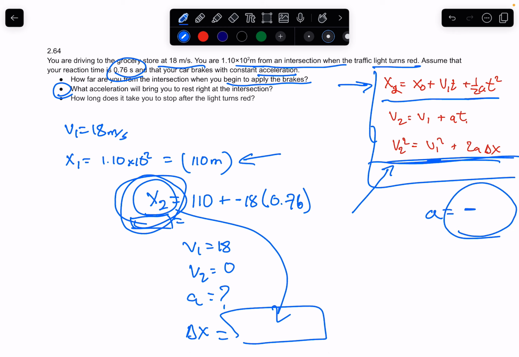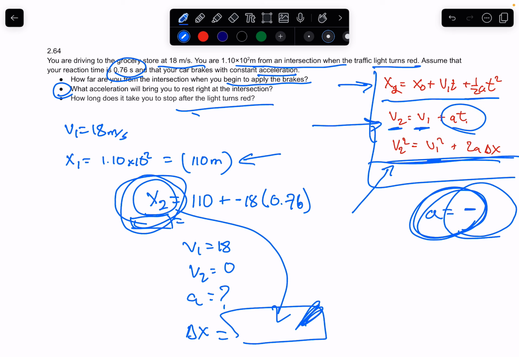And then the last question is how long will it take to stop after the red light turns? And with that acceleration, I then used equation 2, and V2 is 0, V1 is 18. But now that I know what the A is from the previous question, I can solve for the time.